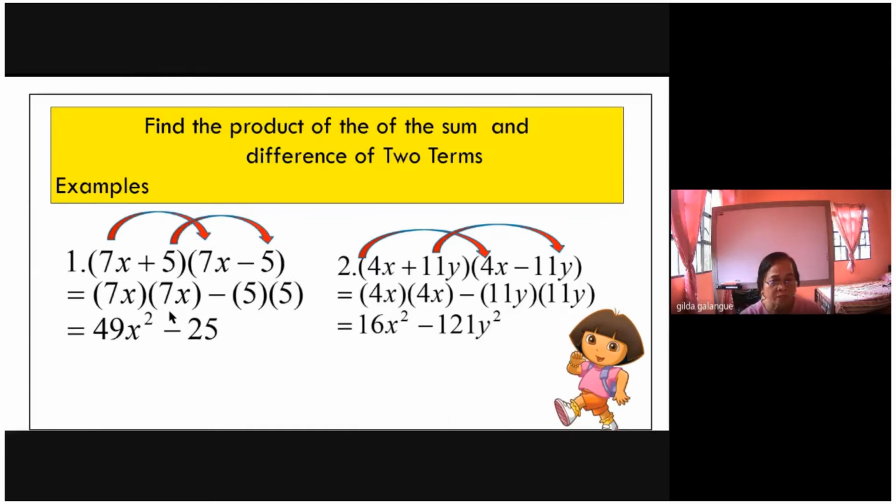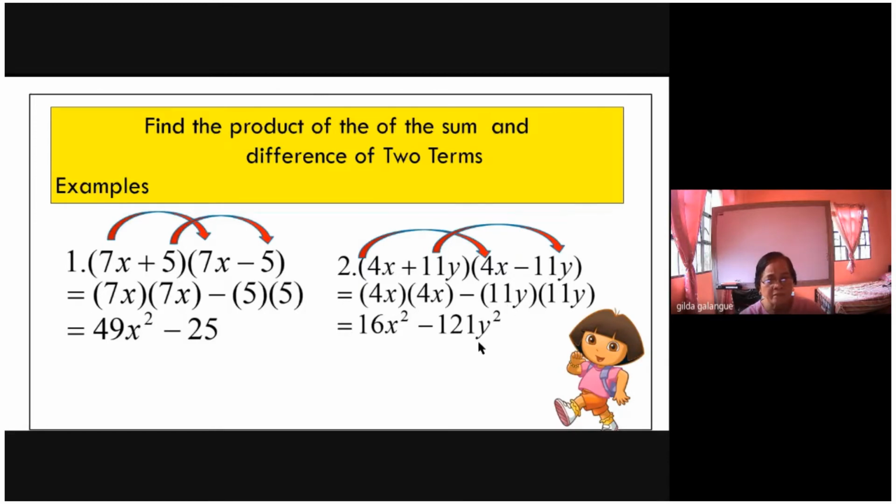All right, we have this number. So we have 7x plus 5 to be multiplied by 7x minus 5. We'll be using the shortcut method. Just multiply the first term by the first term and the last term by the last term. So 7x times 7x is 49x squared, and 5 times negative 5 is negative 25.